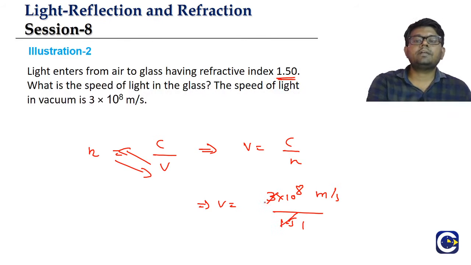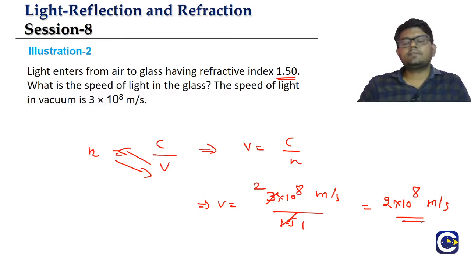Remember, 1.5 into 2 is 3. So what is the answer going to be? 2 into 10 power 8 meters per second.